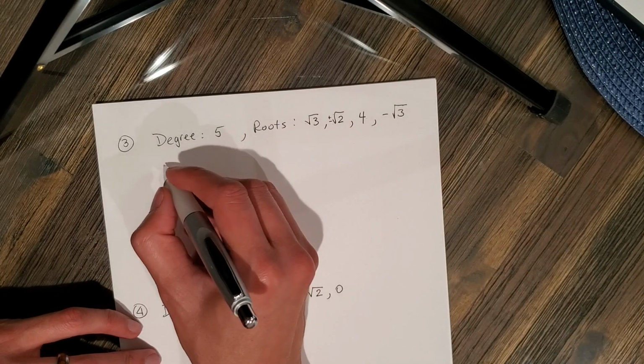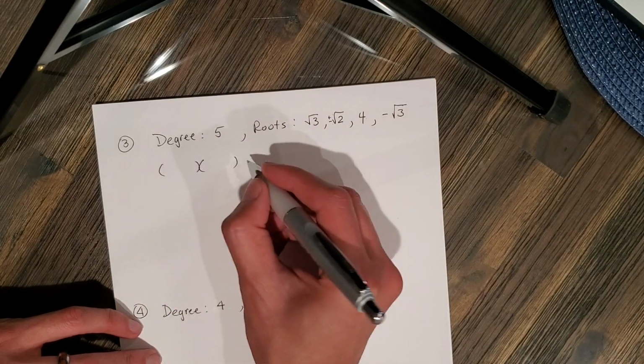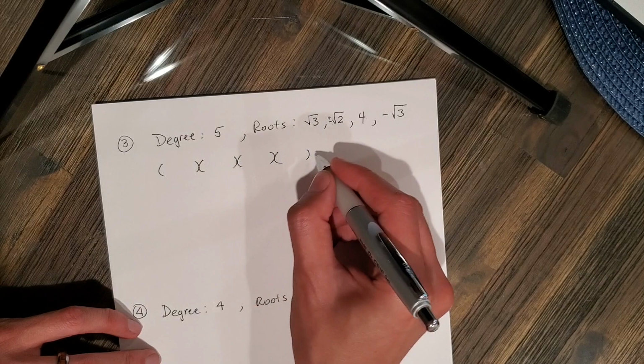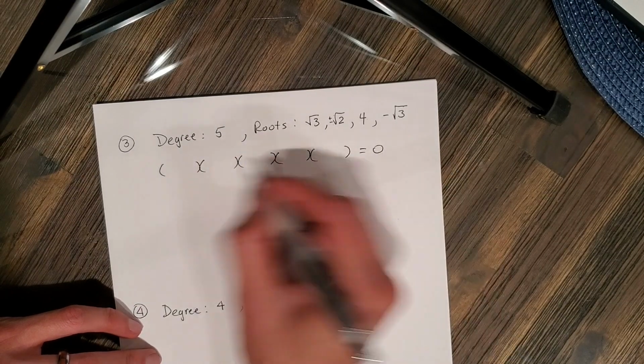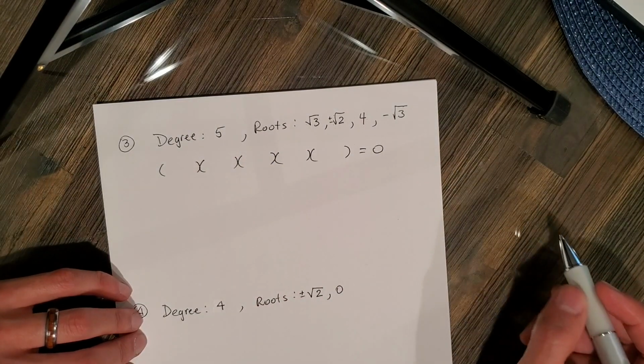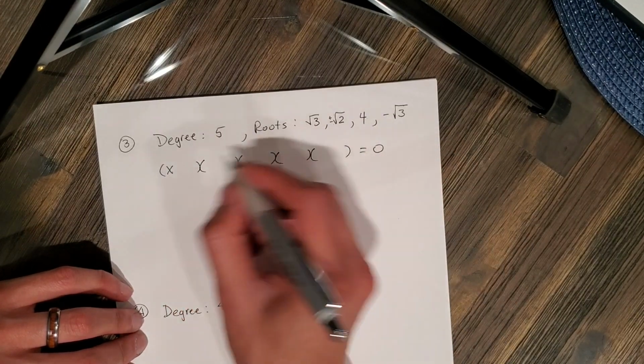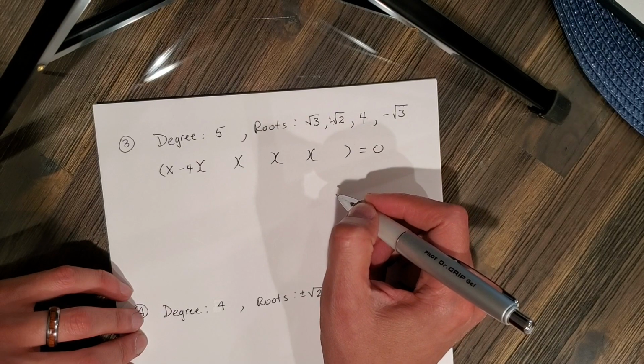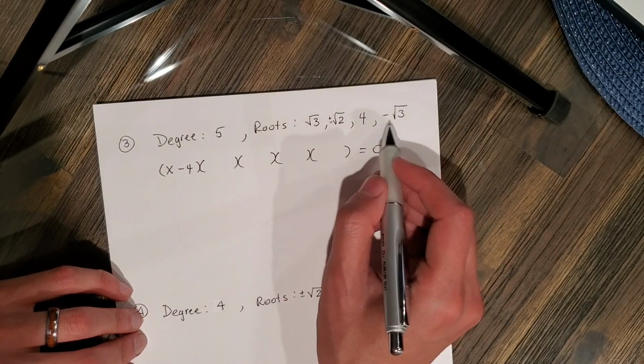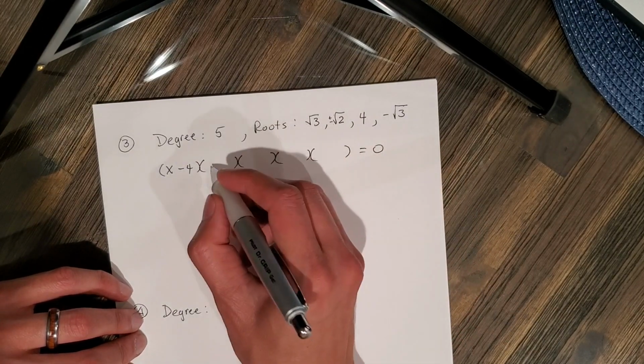So that means I'm going to go ahead and write 5 factors. 1, 2, 3, 4, 5. So there's going to be a lot of multiplication here. So let me put this one here, the real one first. It's going to be x minus 4. Okay, then I'll do the irrationals here, the ones with the square root. So this will be x minus square root of 3.